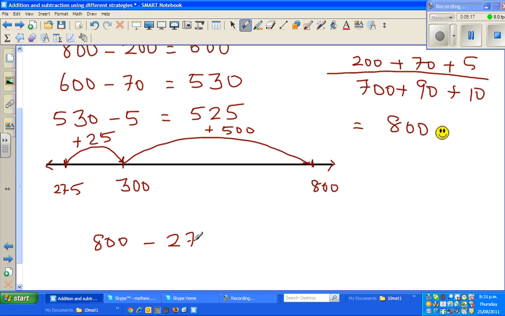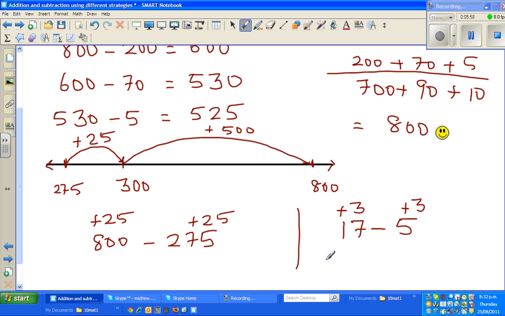minus 275. Now, this strategy is called subtracting by compensating. If I want to make this 275 a tidy number, 300, I have to add 25. When you're subtracting, you have to add 25 to both the numbers. I'll explain this strategy. Suppose someone asks you, what is 17 minus 5? You know 17 minus 5 is pretty easy. That's 12. So how can I do this in a different way? If I add 3 here to make it 20, I have to add 3 to this number. Does it make sense? So that is 20 minus 8.